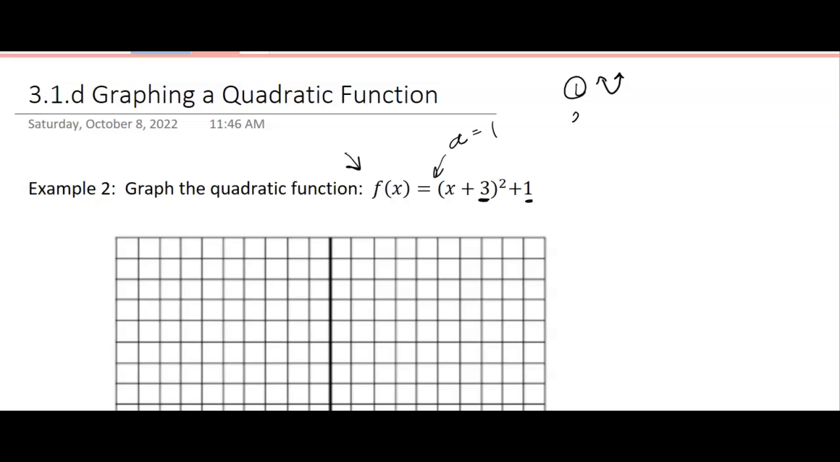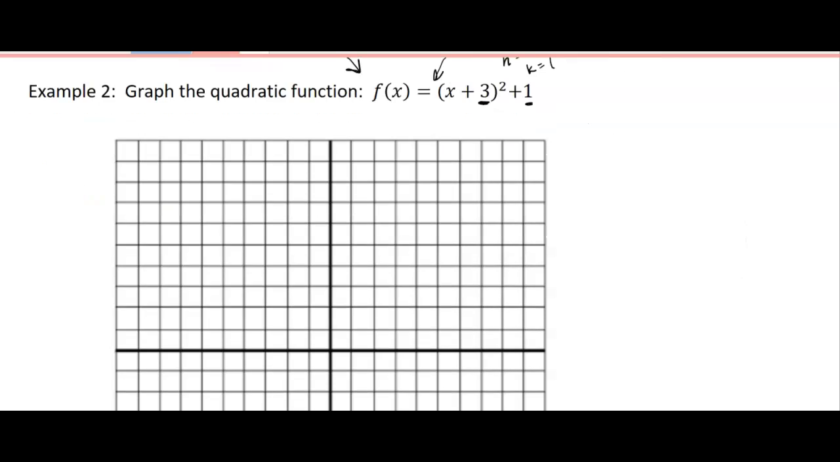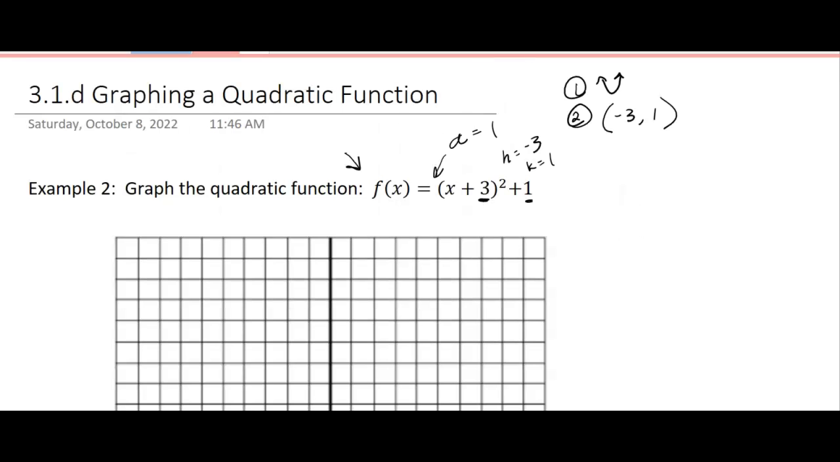We can say what the vertex is. The vertex is at (h, k). h is -3 and k is 1. So (-3, 1), that's the vertex. Well, okay, I'll graph that in a minute. So there's the vertex. Now, if we want to get the x-intercepts, you have to set the function equal to 0.